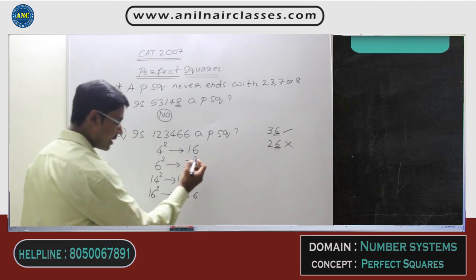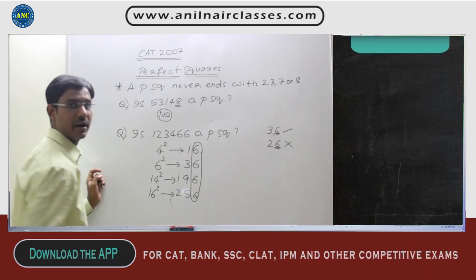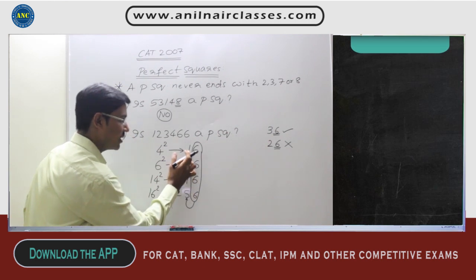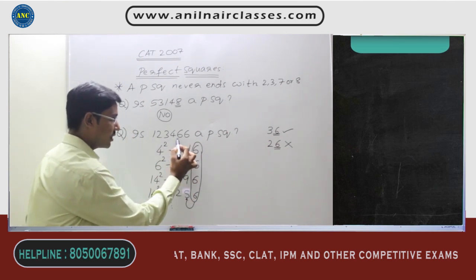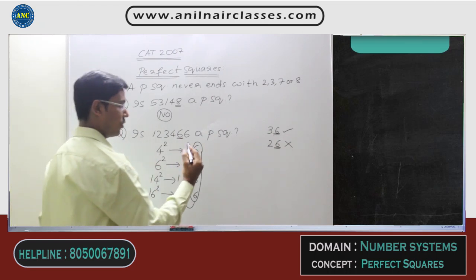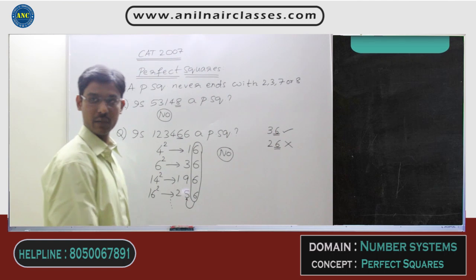Right? Now observe carefully. Any perfect square ending with 6, the tens digit is always an odd number, right? But what is the tens digit in the given question? 6. That is an even number. Therefore, the given number is not a perfect square, right?